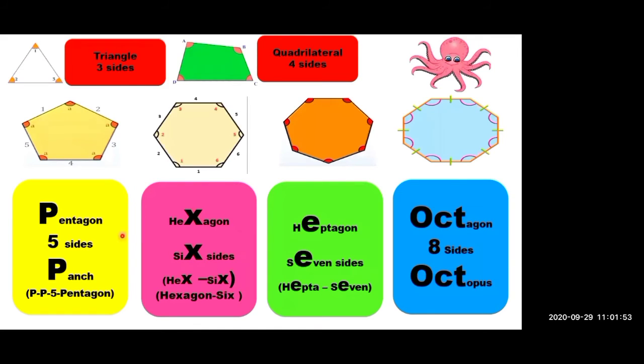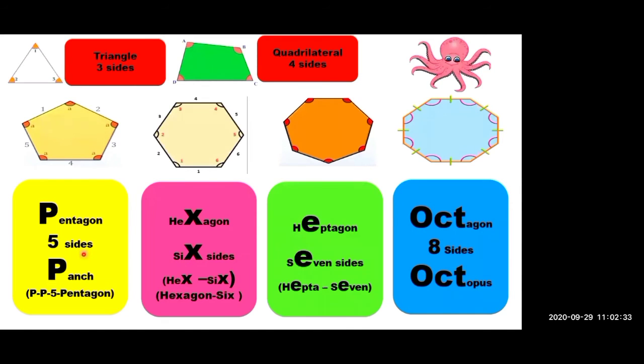Okay. Now children, you all know how many sides are there in a triangle. 1, 2, and 3. That you know. In a quadrilateral, you also know that 1, 2, 3, and 4 sides are there. This much you very well know. Now, in a pentagon, how many sides are there? 5. 1, 2, 3, 4, and 5. So, in pentagon, 5 sides are there.